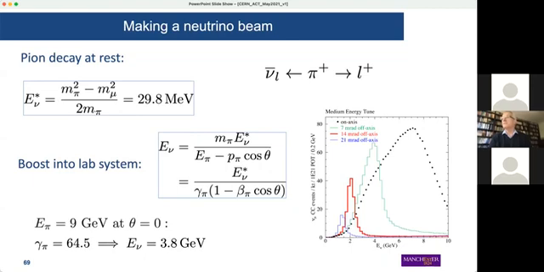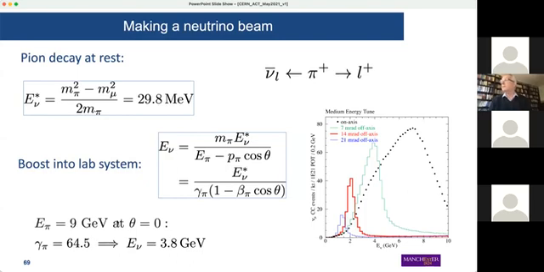Sohan has a question. Sir, how do we calculate the gamma factor and the beta factor here in the formula? Oh, this is just, you just calculate this from the energy and the mass of the pion.